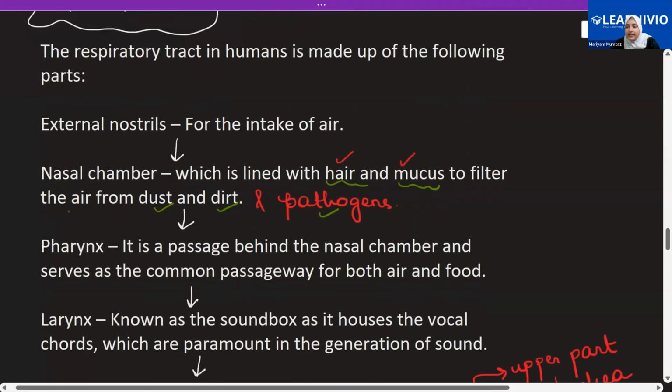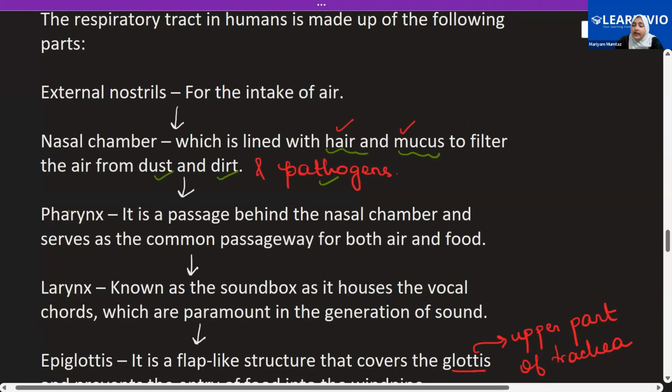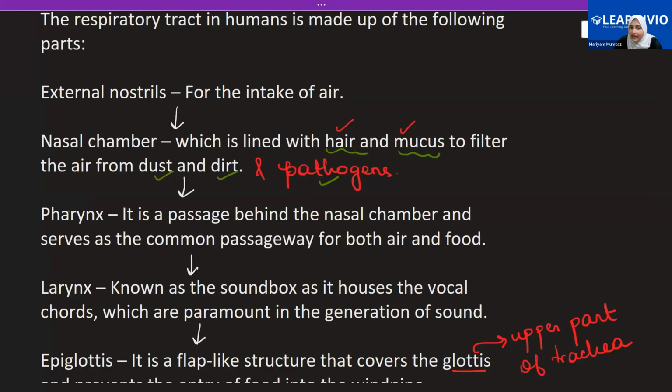Now see, the external nostrils are responsible for the intake of air. Through the nostrils, the air comes in. From the nostrils, the air moves into the nasal chamber, which is this particular part. Then it will go into the pharynx. The pharynx is the common portion through which the food will pass as well as the air. Clear? After that, it moves into the larynx.